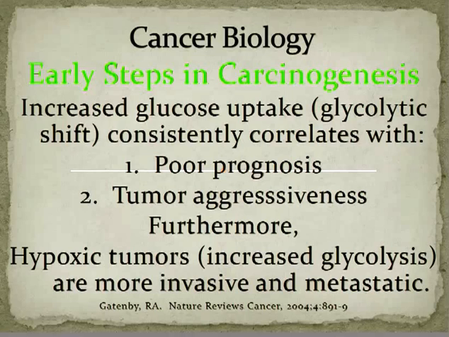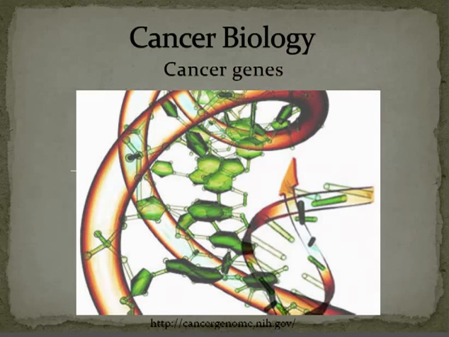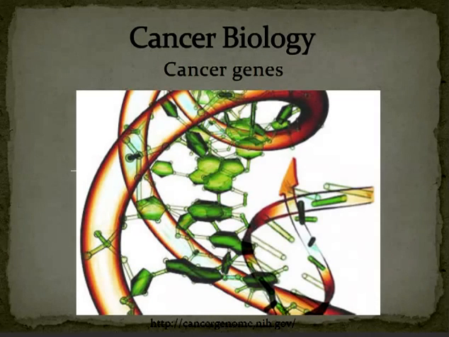Well, as it turns out, increased glucose uptake, in other words, the glycolytic shift, anaerobic metabolism, consistently correlates with poor prognosis and tumor aggressiveness, and greater invasiveness and metastatic disease. And this, as you will see, is affected by hyperbaric oxygen. So increased glycolysis, derivatively hypoxia, is a component of and drives tumor aggressiveness.